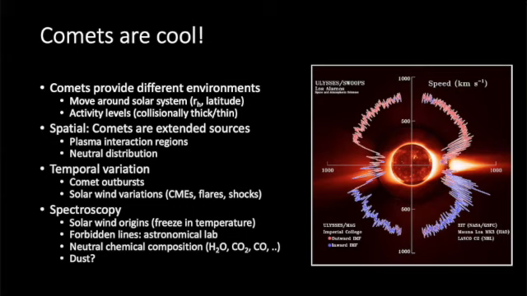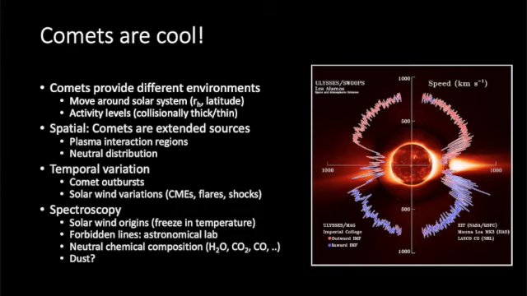Another reason is that comets are extended sources as opposed to the planets. So it allows you to really study different plasma interaction regions. Furthermore, comets are ideal for studying temporal variation and therefore are a natural laboratory. Comets undergo outbursts where their activity suddenly ramps up by a factor of 10, and comets are also, of course, exposed to solar wind variations.